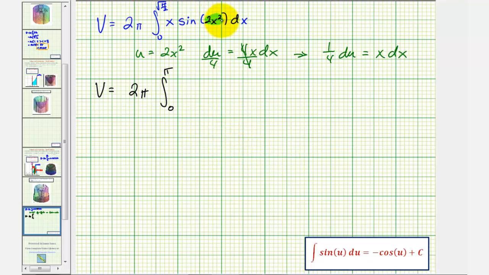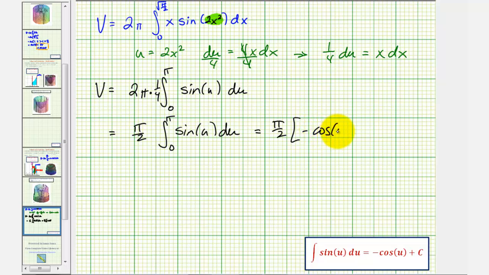And then 2x squared equals u, so we have sine u. And then x dx is equal to 1/4 du. Let's go ahead and factor out the 1/4. And then we have du. So let's simplify this. This would be pi over 2 times the integral from 0 to pi of sine u, integrated with respect to u. Well, the antiderivative of sine u would be negative cosine u. So we have pi over 2 negative cosine u.